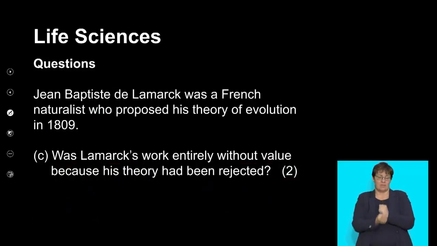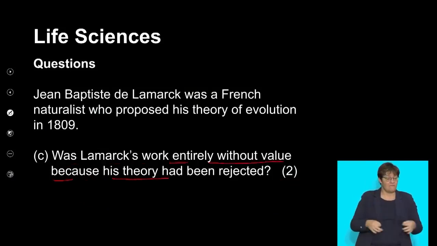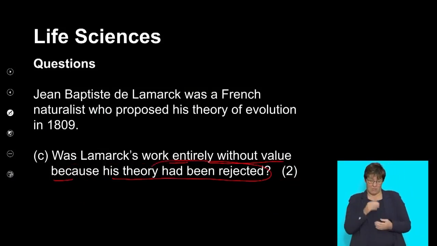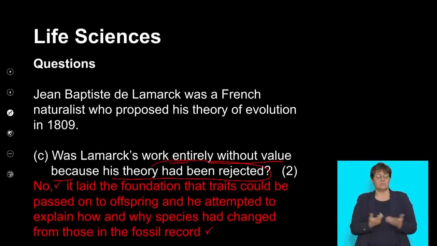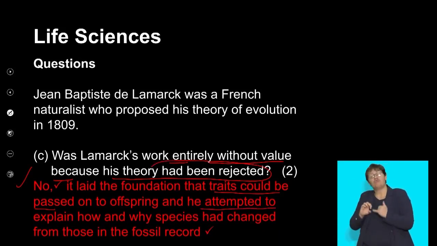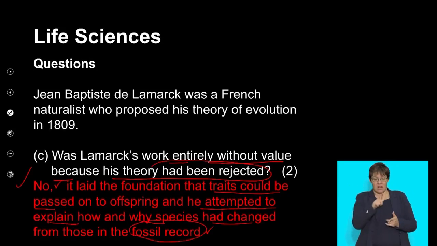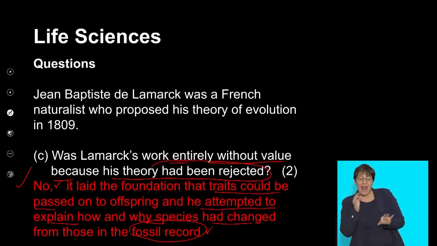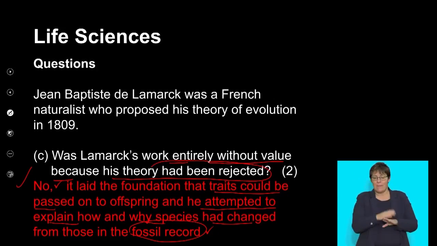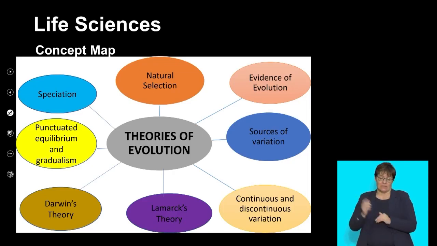One more question. Was Lamarck's work entirely without value because his theory had been rejected? Interesting question. The answer is no, guys. It is laid on the foundation that traits could be passed down to offspring, and he attempted to explain how and why species had changed. And from those, he had evidence from fossil records. However, his explanation of that was not conclusive, based on his theory that the more some characteristic was used, the better it developed.